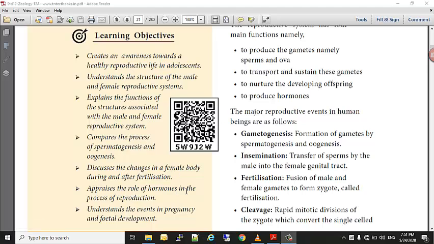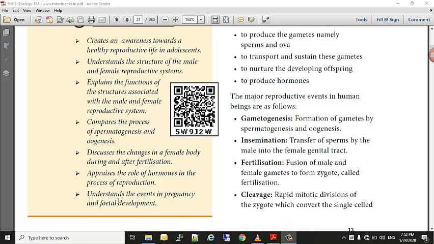Appraise the role of hormones in the process of reproduction. Yes. You will also study the role of hormones. Hormones play a vital role in reproduction. If hormones are not secreted, then the production of gametes and other secondary sexual characters may not occur. So hormones play a vital role in human reproduction.